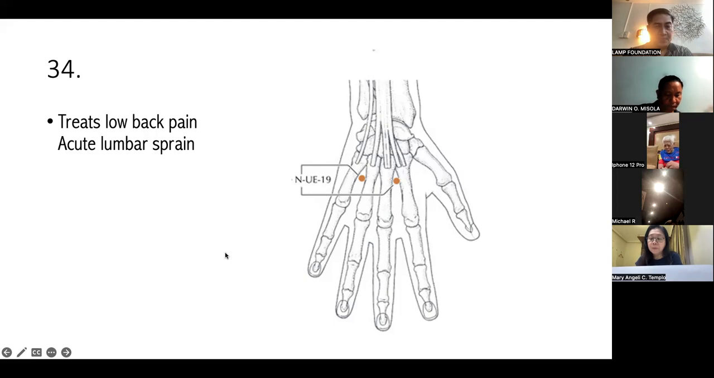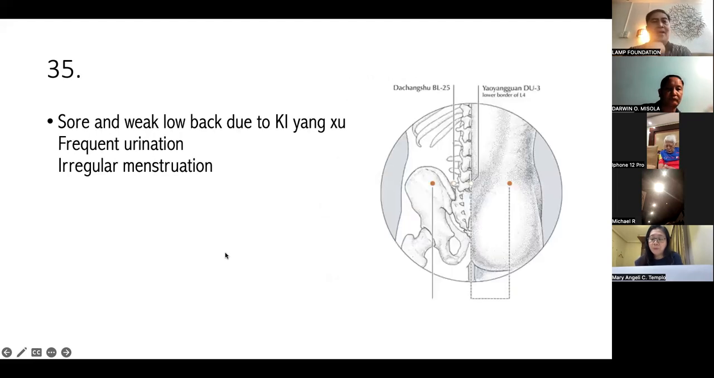Yao Tong Dian or Yao Tong Shui. Wow, congratulations. Very good. Wala pang mali. And finally, for number 35, we use this for sore and weak low back due to kidney yang deficiency. Madali lang po pag kidney yang deficiency. Malamig yung paa, you know, minsan natatai pagising like 5 a.m., no? Frequent urination, irregular menstruation. In other words, kulang sa kidney yang.